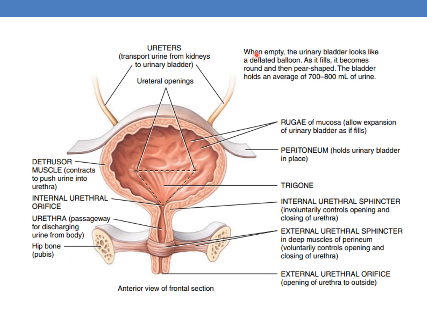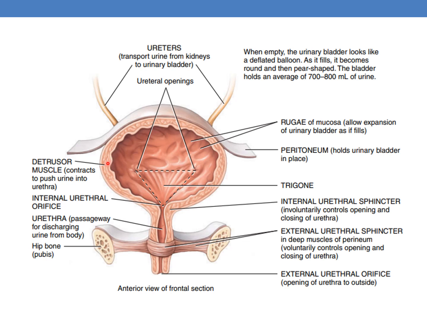This is the urinary bladder. When empty, the urinary bladder looks like a deflated balloon. As it fills, it becomes round and then pear-shaped. The bladder holds an average of 700 to 800 ml of urine. And these are the rugae of the mucosa that allow the expansion of the urinary bladder as it fills.